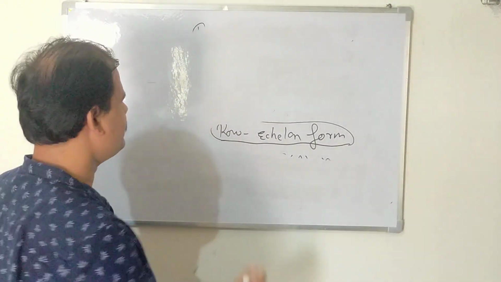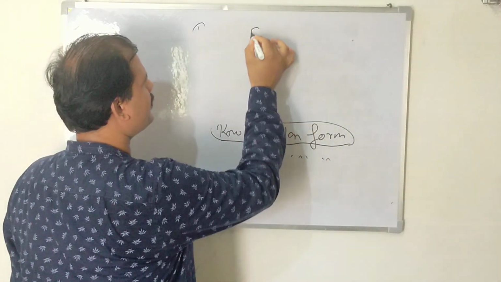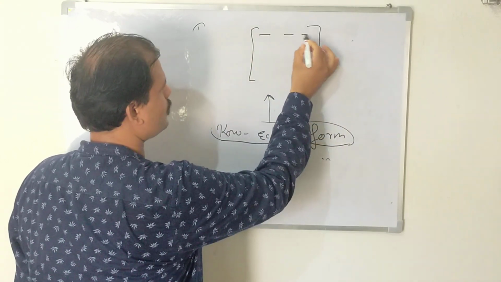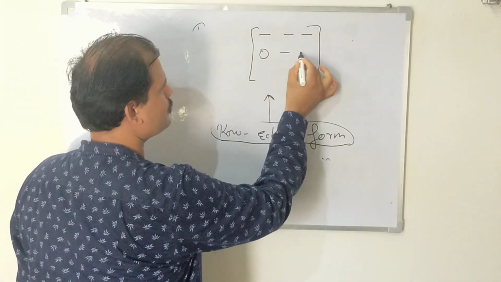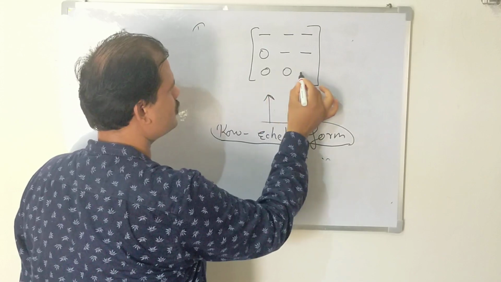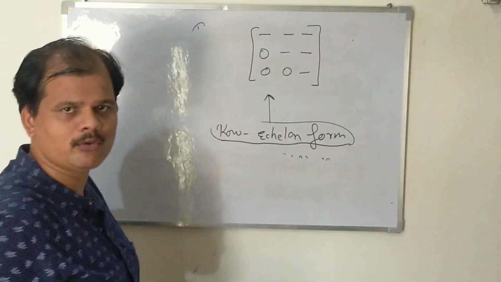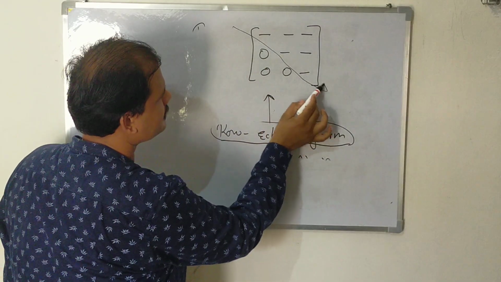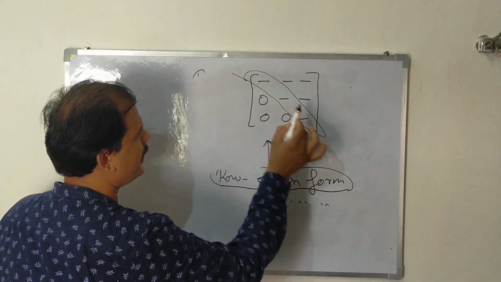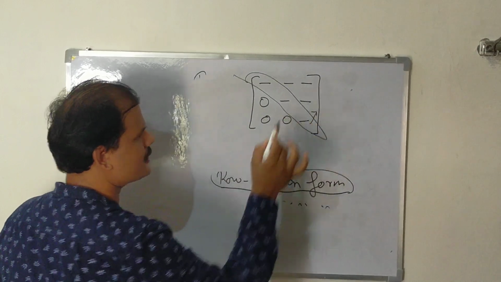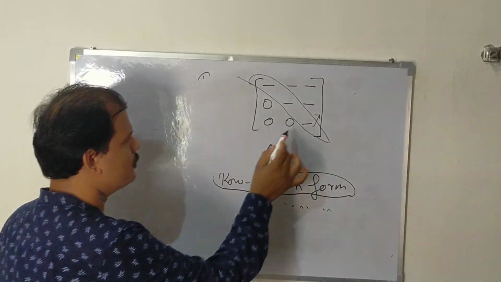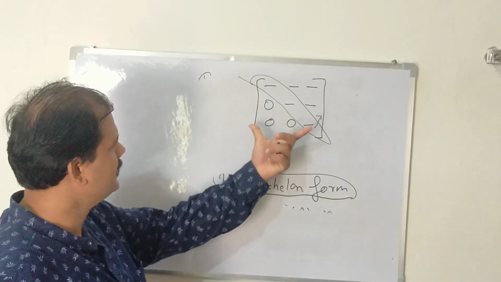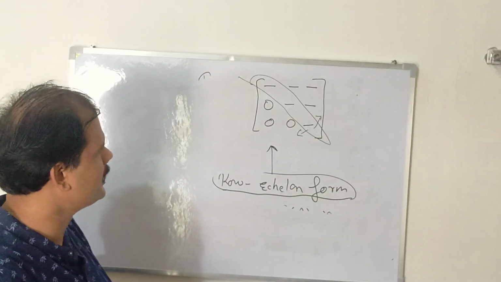The row echelon form is typically an upper triangular matrix. Non-zero element, non-zero, non-zero, 0, non-zero, non-zero, 0, 0, non-zero. Upper triangular matrix means we have the main diagonal elements, and above this we have the non-zero entries, and below this we have the 0 entries. So this is basically the form of row echelon form.